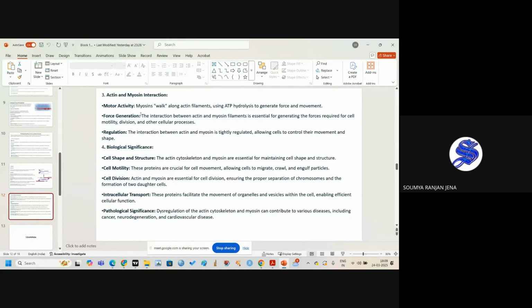Then, if you go to the actin and myosin interaction, myosin works along with actin filament and uses ATP hydrolysis to generate force and movement, and this requires hydrolysis of one molecule of ATP. The interaction between actin and myosin filaments is essential for generating the forces required for cell motility, division, and other cellular processes like protein transport. And the interaction is tightly regulated, allowing cells to control their movement and change their shapes.